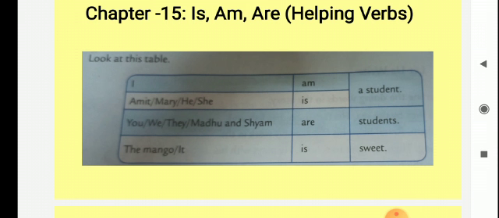We are students. They are students. Madhu and Sham are students. In the next one, the mango is sweet. It is sweet. So here it is one mango, so that's why we are saying is. And it is the pronoun for mango. So it is. With it also we use is.